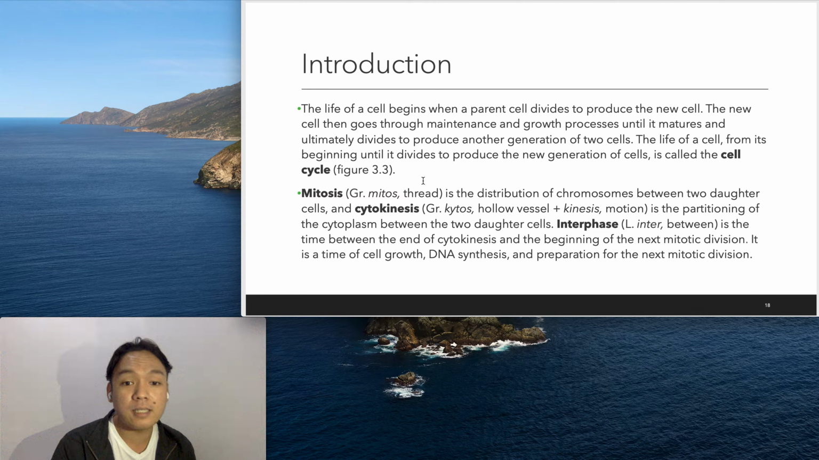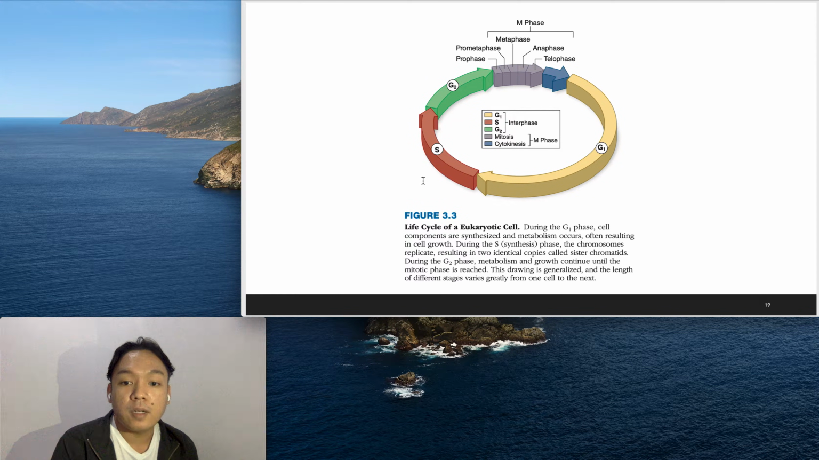The cell cycle is a complex process that all eukaryotic cells undergo. These are the stages of the cell cycle: G1, G2, S, and the M phase. So what are these phases? G1, S, and G2 are the longest part of the cell cycle, so we call that the interphase.